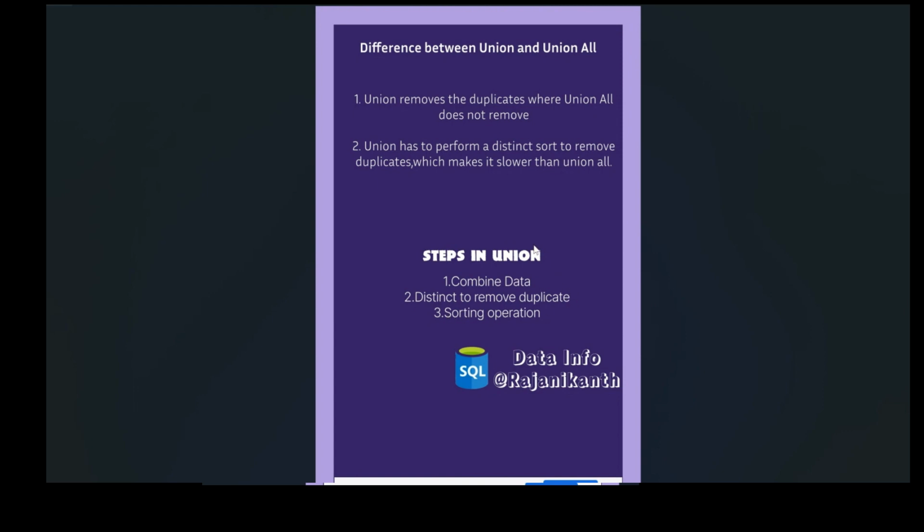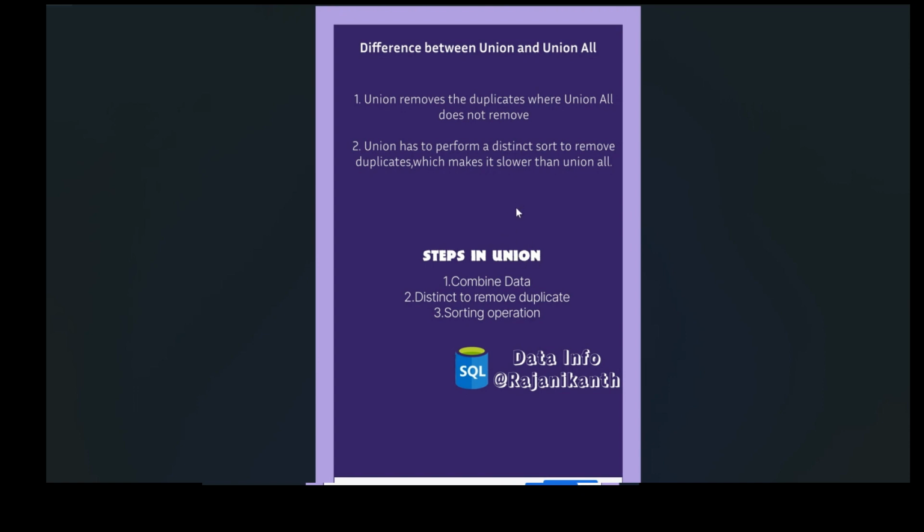Due to this, union all will run faster when compared to union, because it makes sense, right? In union all, I have to do only one step. In union, I have to do 3 steps. So due to this reason, union all is faster when compared to union. But when you are combining the data sets, if you have duplicates, go with union instead of union all.